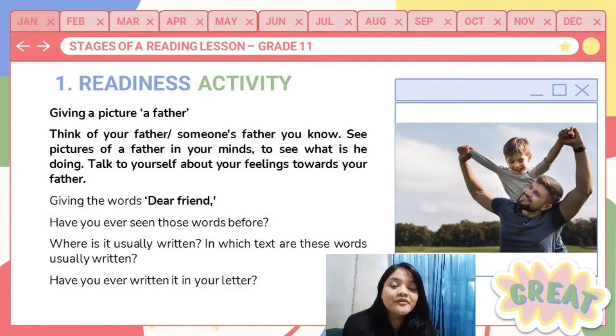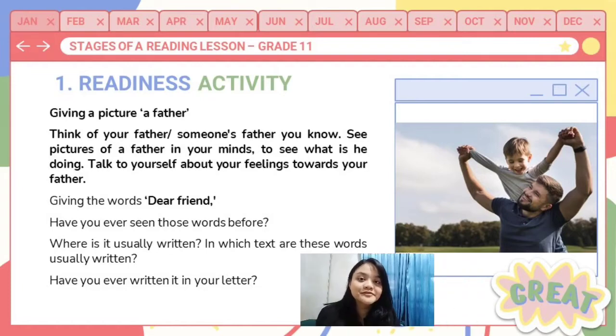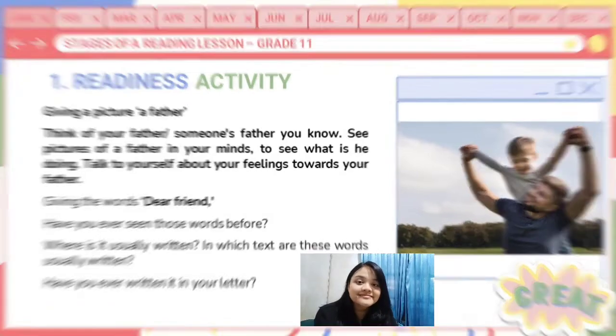I will provide a picture of a father first, and then I will ask the students to think about their fathers or someone's father that they know, and talk to themselves about their feelings toward their fathers. After that, I will provide the words "dear friend." And then we can ask our students, have you ever seen those words before? In which text are those words usually written? Or have you ever written those words in your own text?